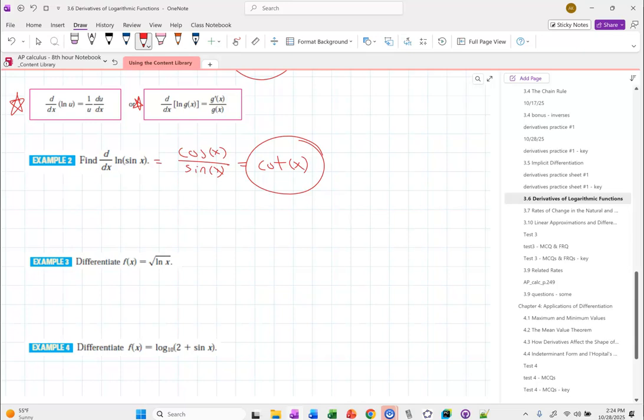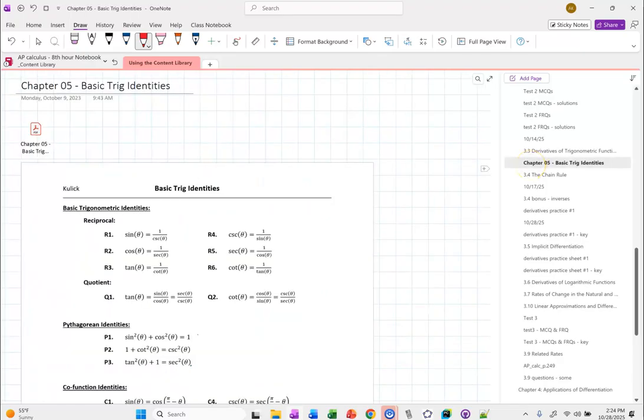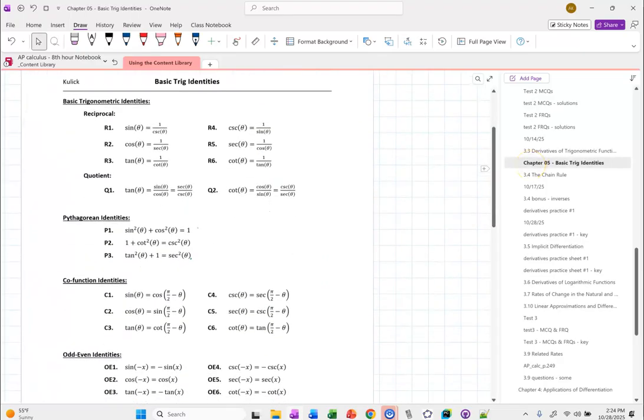Sine over cosine is tangent? Sine over cosine is tangent, yes. And I have the basic trig identities sheet in here if you want to bone up on this a little bit. I would say nothing past here is necessary.